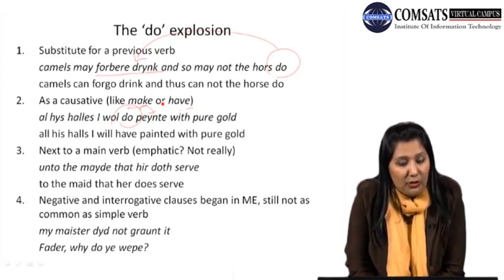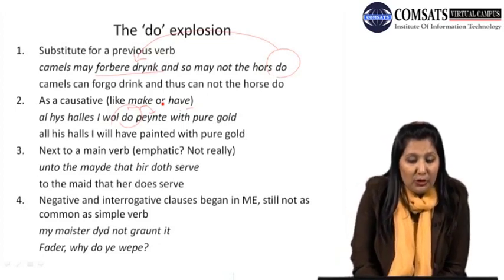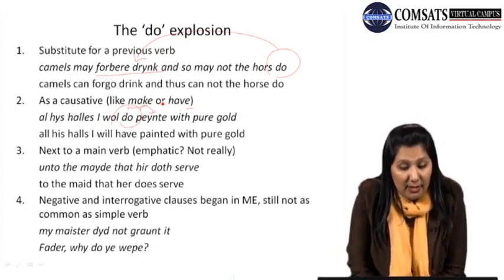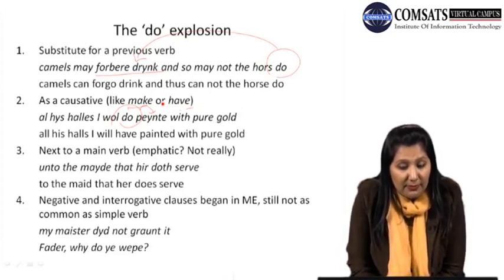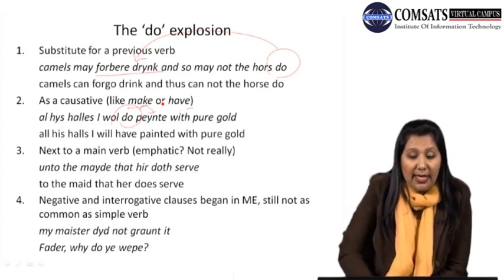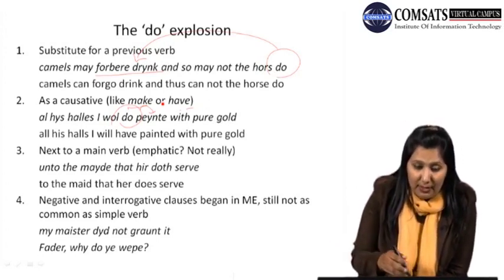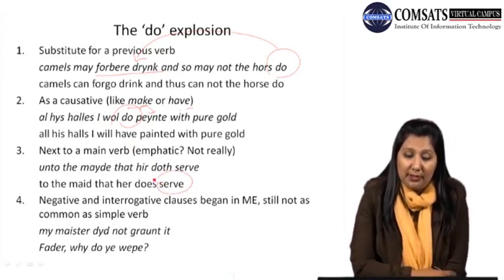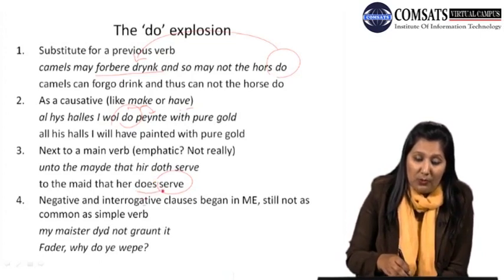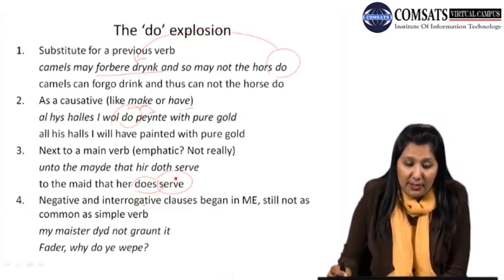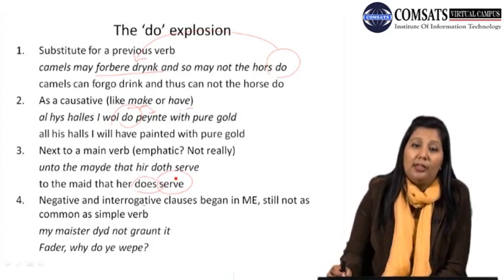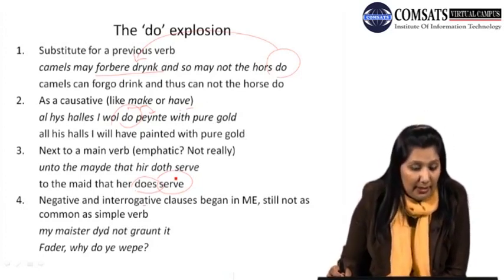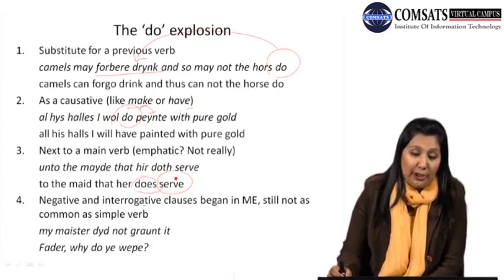Let's look at the example: unto the maid that her doth serve. Unto the maids that her does serve. Next to the main verb. What is the main verb? The verb is serve. Do is coming just before the main verb. So this was another position of "do", where it could come and where it was used in the Middle English period.